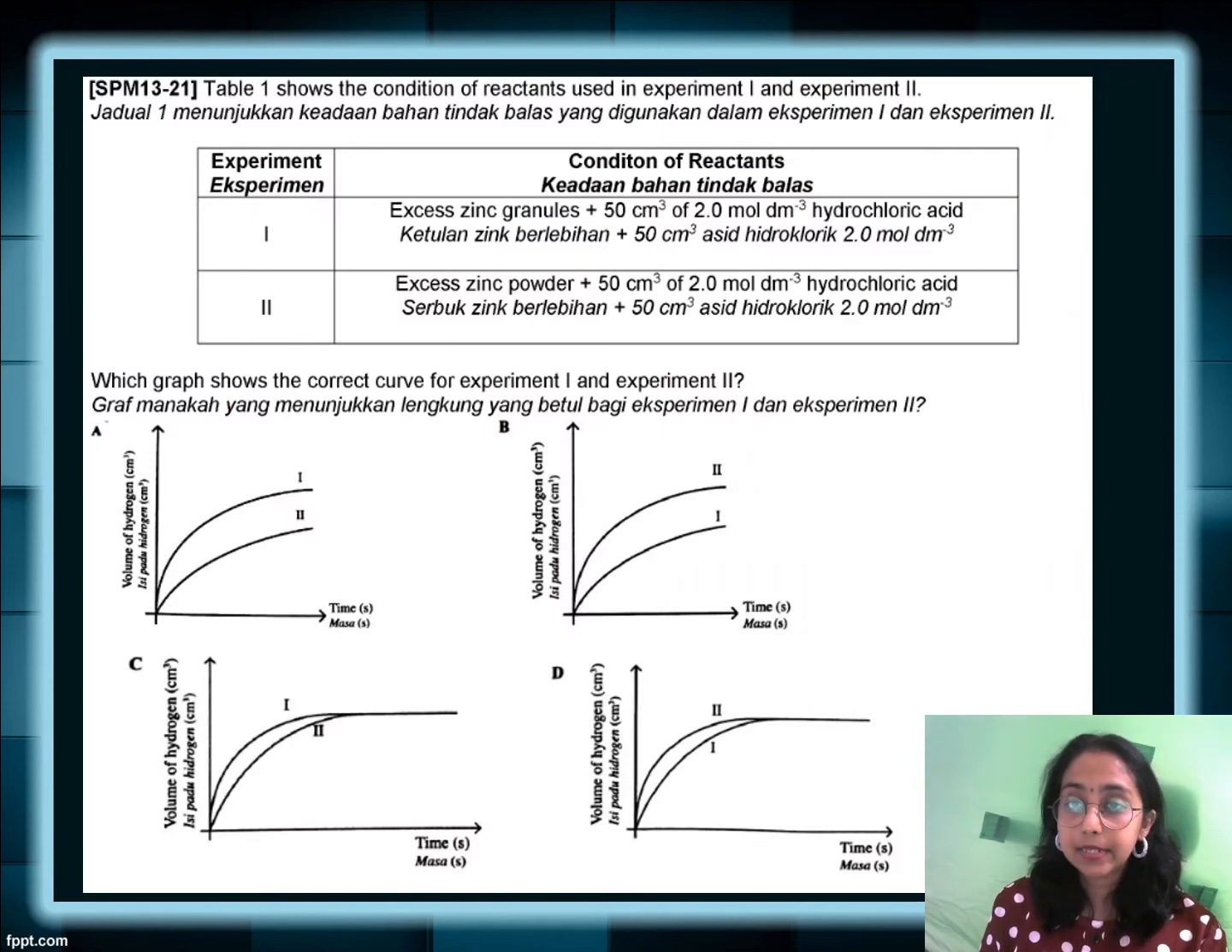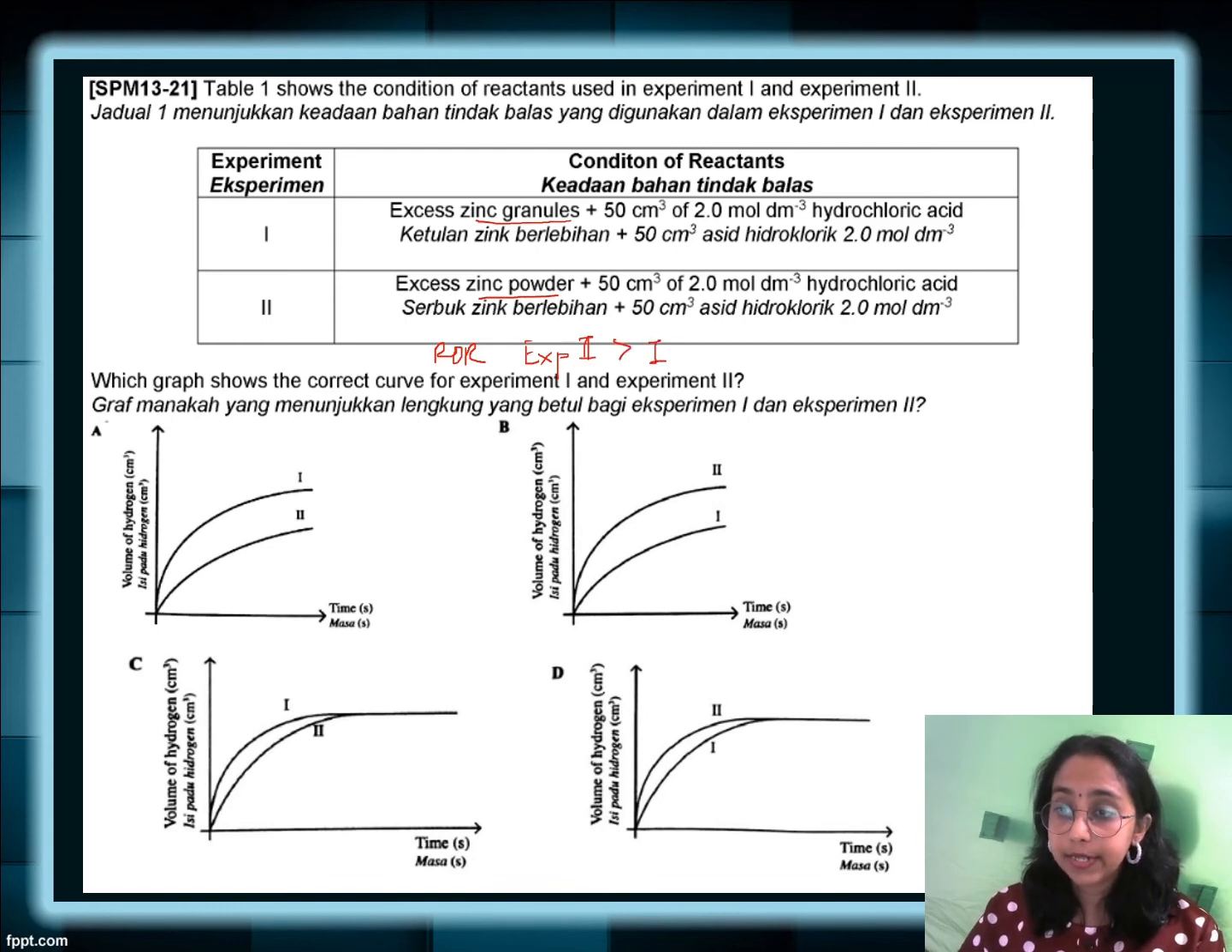Okay, now let's look at this question now. Table 1 shows the conditions. Okay, let's look at experiment 1. They use zinc granules and 50 cm³ of 2 molar hydrochloric acid, whereas experiment 2, zinc powder. Okay, students, let's apply the steps I've taught you just now. First thing, go and determine the factor. The factor affecting the rate of reaction is size. And based on size, we know already the rate of reaction of experiment 2 is greater than experiment 1.